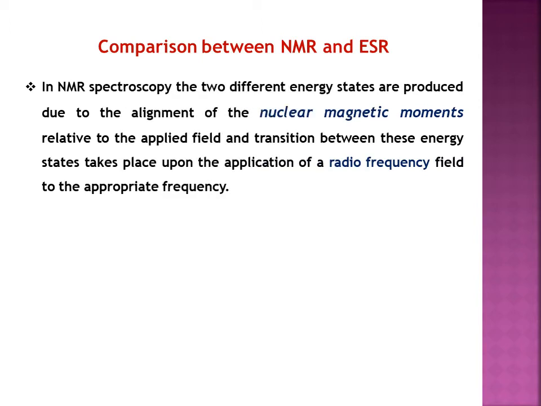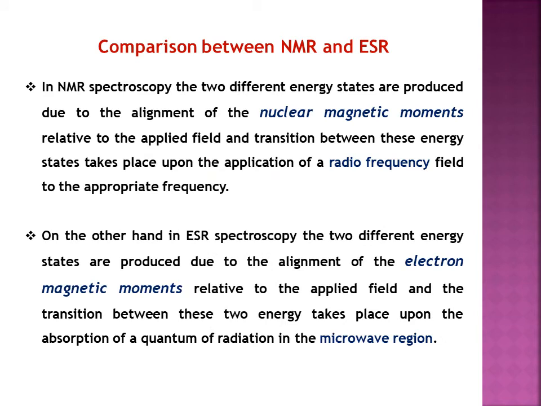In NMR spectroscopy, the two different energy states are produced due to the alignment of nuclear magnetic moments. This is very important in NMR. Nuclear magnetic moments align relative to the applied field, and transition between these energy states takes place upon the application of radio frequency, because NMR is observed in the radio frequency region. This is very important: nuclear magnetic moment and radio frequency field at the appropriate frequency.